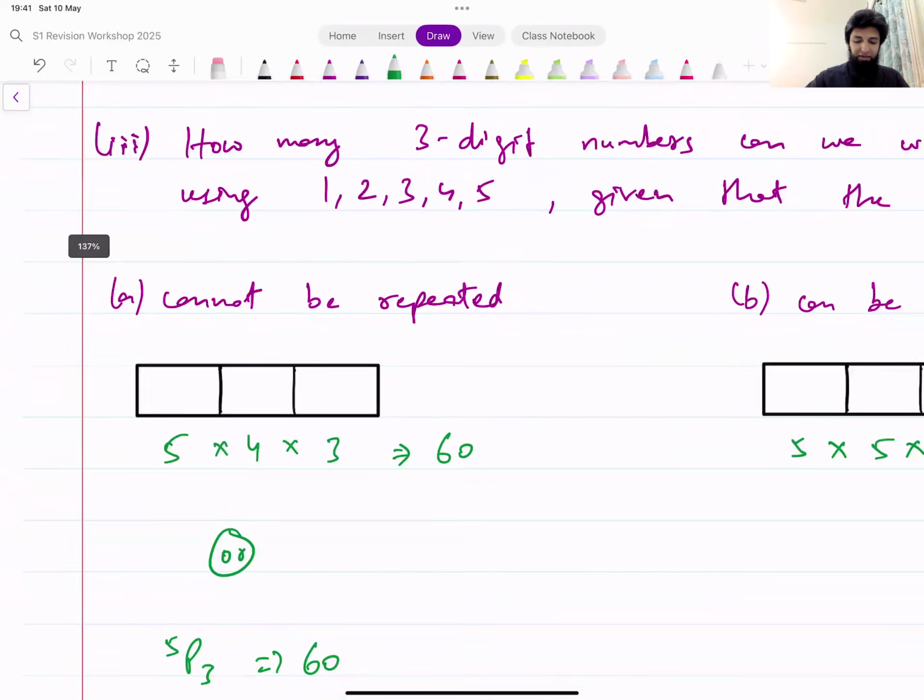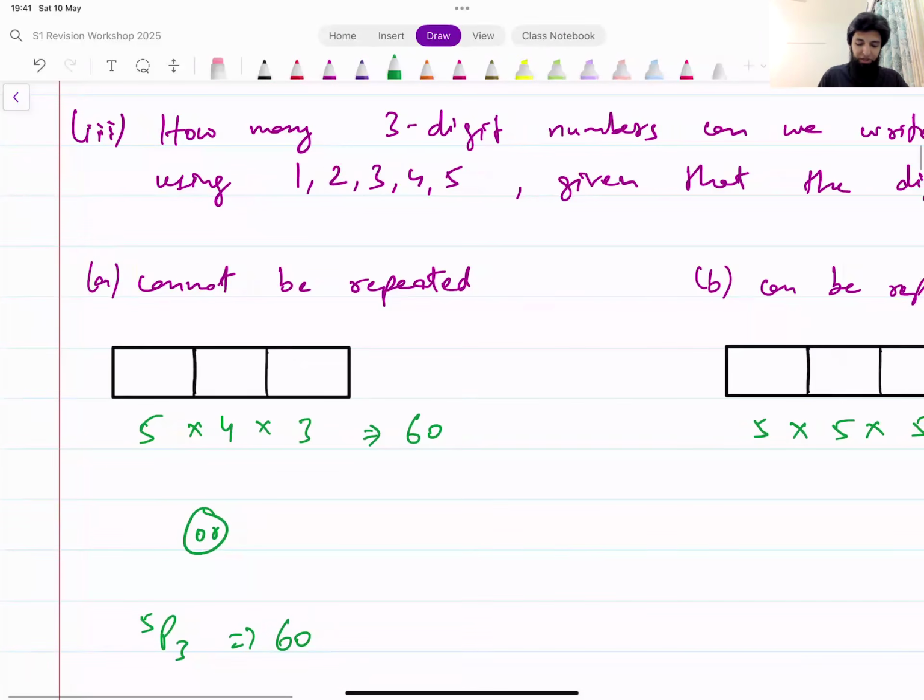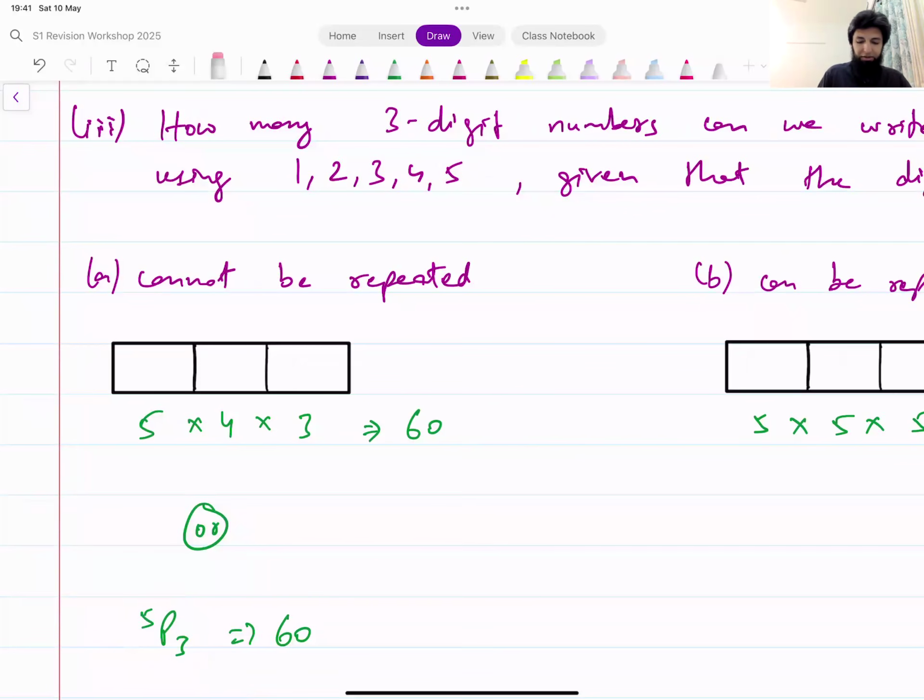Or as we will see later, we could also use this permutation notation here. We'll talk about this later, that we have 5 objects. We want to arrange 3 of them. Out of 5, we have to arrange 3. So that's 5P3, that turns out to be 60.